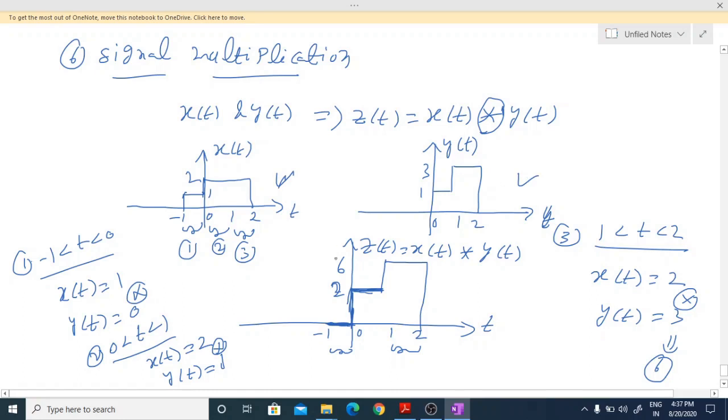So in this fashion, we have to multiply any two signals in our signals and systems.